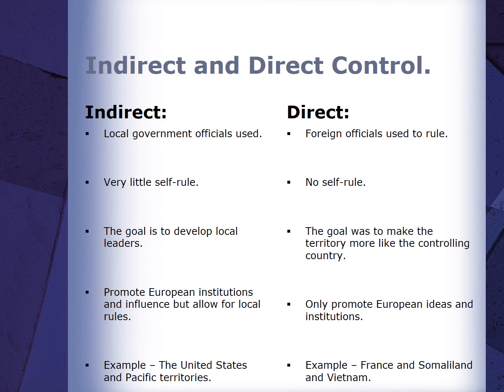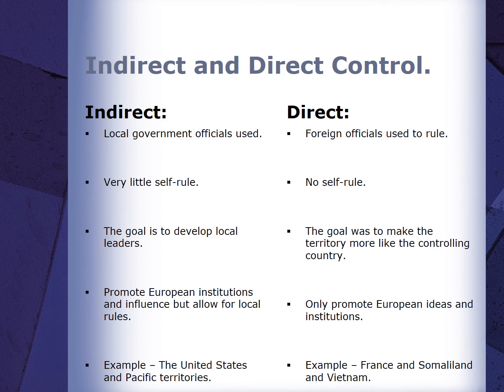Okay, so for direct control, only foreign officials are used to rule. So the local people, the local governments have no say really. Foreign officials are used to rule. There's no self-rule, so like we said, for indirect control, when locals could make their own kind of laws and ways of living, during this type of control, they don't have any self-rule.